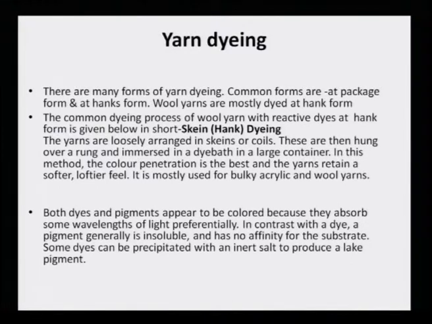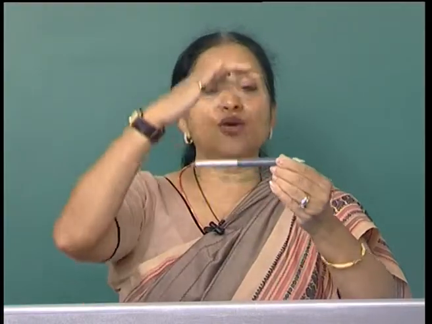So, you see, it is such an easy process that there is a rung, and over that all these skeins are just hung, and then this is simply dipped into the dye bath, so that the dye penetration is very even. And because there is no agitation, it does not entangle the skeins, and it is one of the best ways to keep the softness of the wool intact.